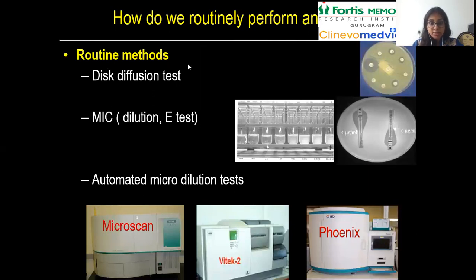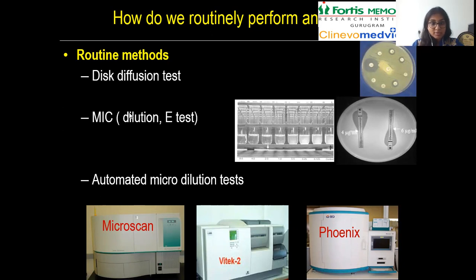So, the routine methods include the diffusion methods, which includes dropping of the antibiotic impregnated disc on the culture media, which contains the culture of the bacteria, and the maximum concentration of the antibiotic is at the center, and then it decreases at the end of the disc. And the susceptibility is assessed by measuring the zone diameter and then comparing it with the standard, which is identified based on the various clinical studies and trials.